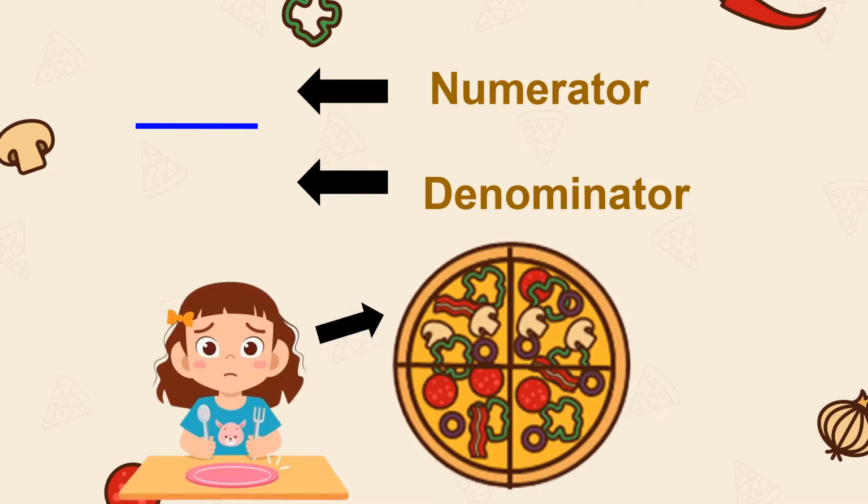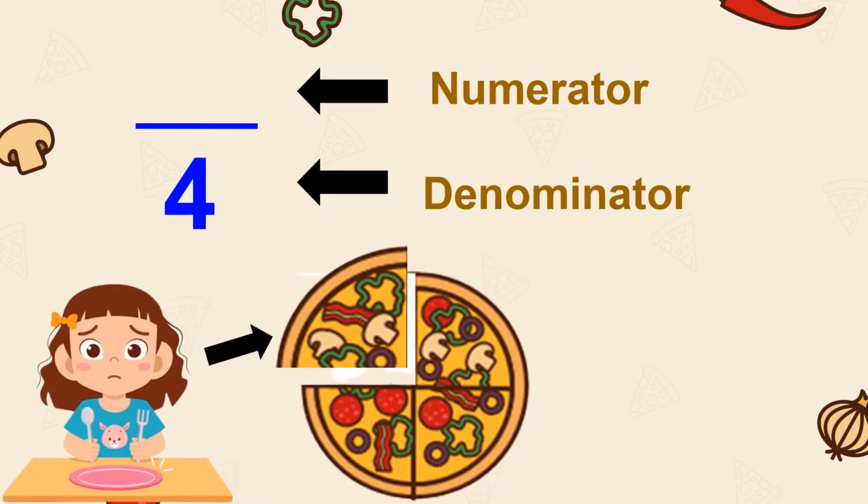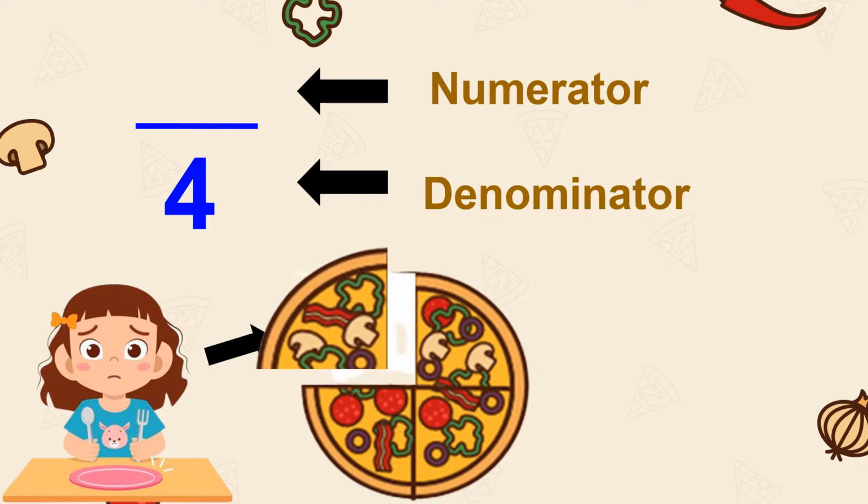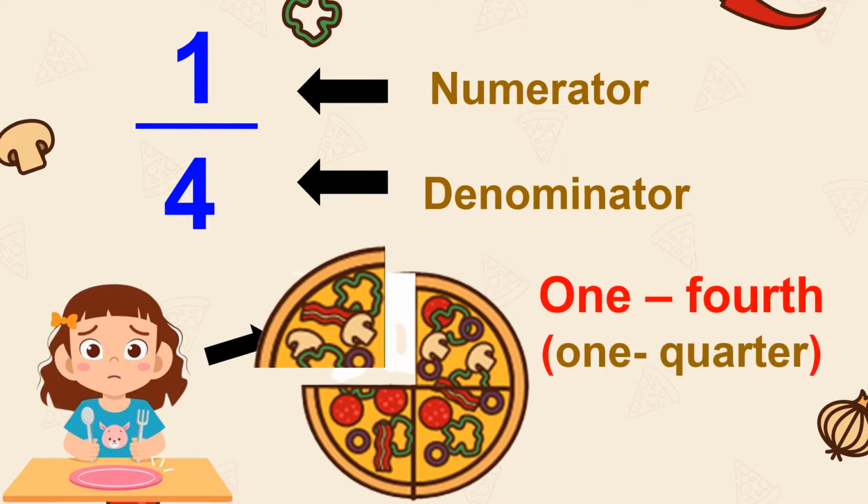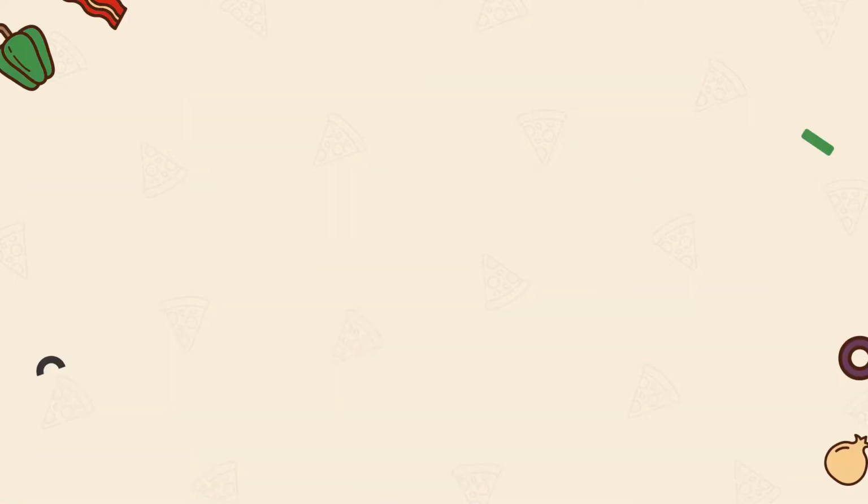Now, Kelly has 4 parts of the pizza, so the denominator will be what? The total parts are 4. Kelly wants to eat one piece of the pizza, so she takes one part. So the numerator on the top of the fraction is 1. So we can call this fraction 1/4 or 1 over 4.